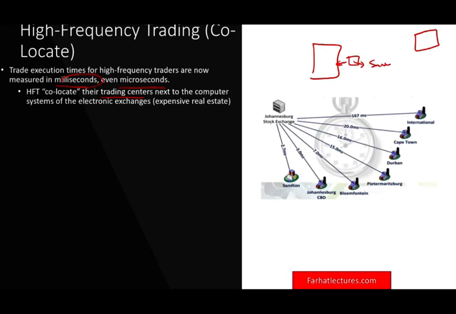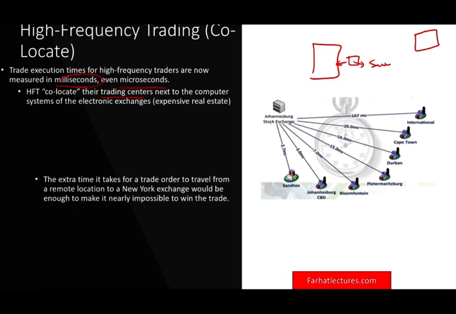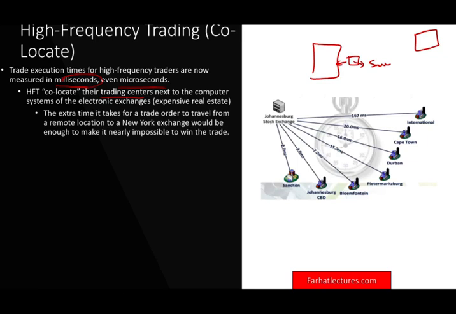So what happened is, where these exchanges are located, the real estate is very expensive because all these companies want to locate there. So the extra time it takes for a trade order to travel from a remote location to a New York exchange would be enough to make it really impossible to win a trade if someone is in New York. If someone is next to the exchange in New York, they're gonna get to the trade faster.